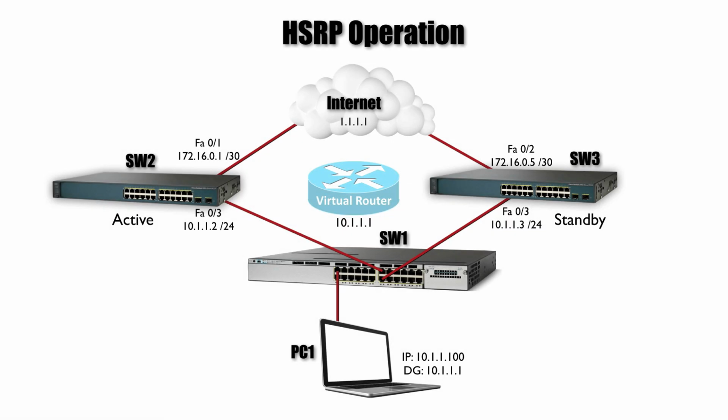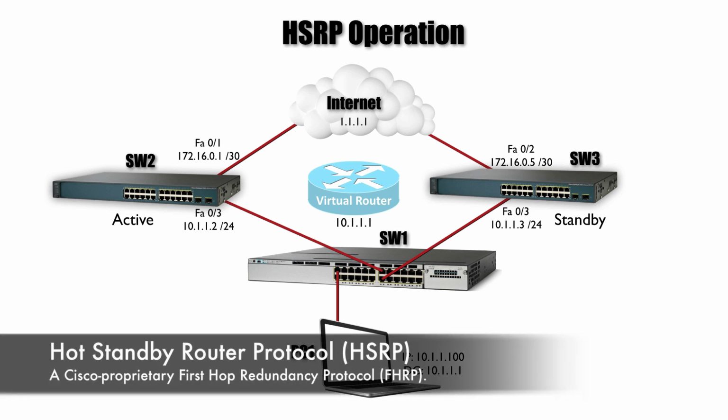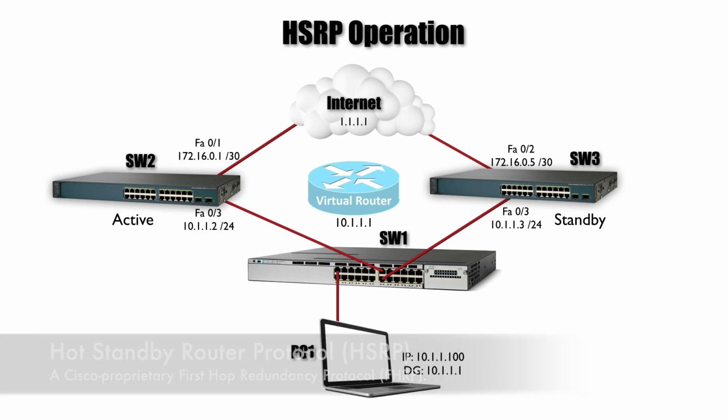Let's review some of the basics of HSRP and then take a look at how we can gather some troubleshooting information if things aren't going as expected. Recall that HSRP is a first hop redundancy protocol, meaning that it can allow more than one router or multi-layer switch like we have pictured here to act as a default gateway for a device such as a PC.